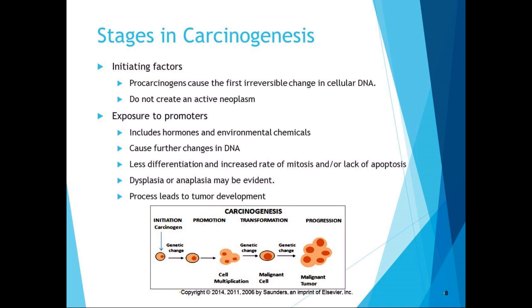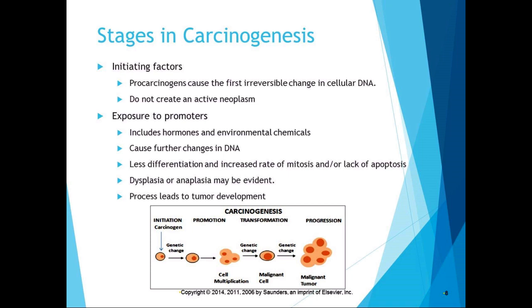Then there's some exposure to promoters. So promoters can include hormones or other endogenous chemicals and environmental chemicals. So in a slide later on, we'll talk about the incidence of cancer in men and women. And two of the most common cancers are prostate cancer in men and breast cancer in women because of the influence that hormones have to promote carcinogenesis. So the tissues involved are tissues that are particularly affected by hormones, and so they have the potential for more change.